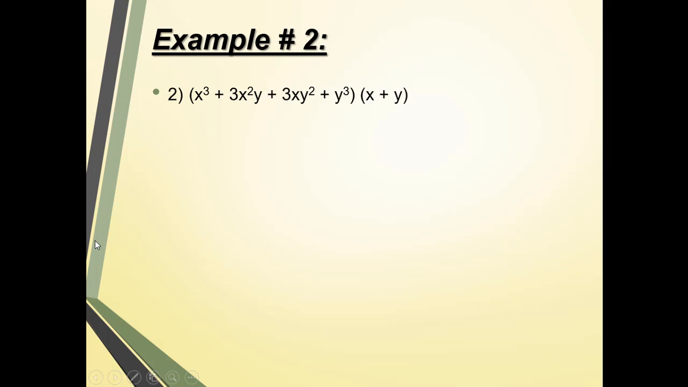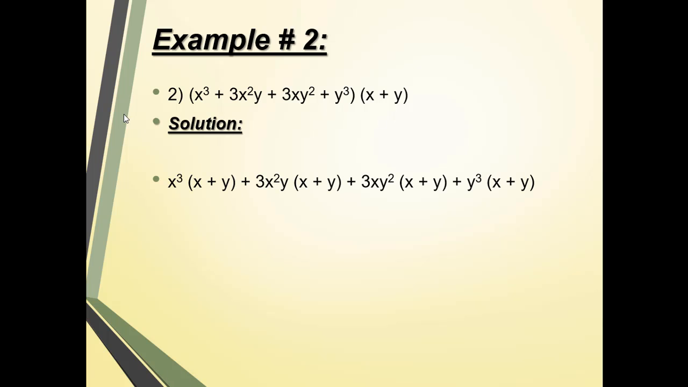Example number 2. This is also an example of multiplication, and in the first bracket we have been given four values, and in the second bracket we have been given 2 values. So we need to multiply every value of the first bracket with the second bracket like this. The same procedure we are going to apply over here as well, that this x cube will sequentially multiply with this x and with this y.